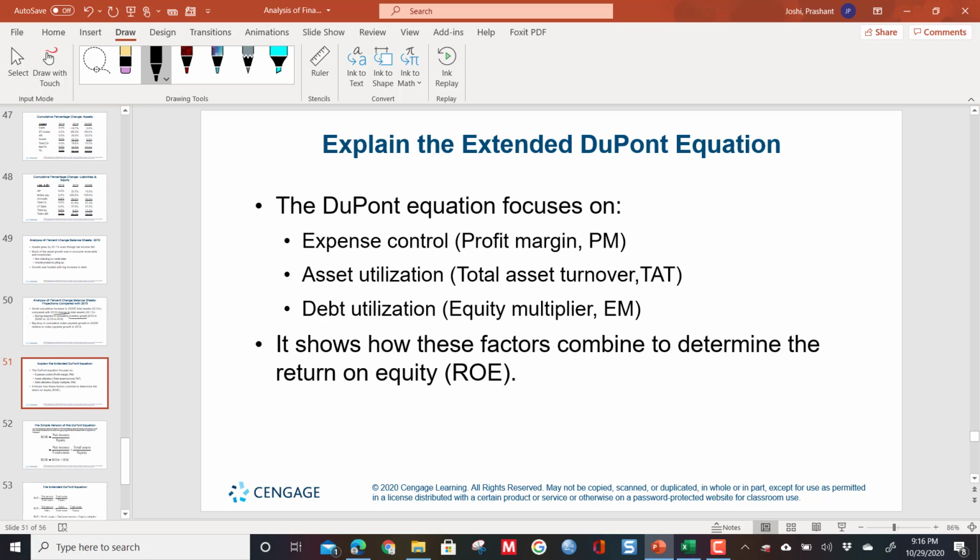All right. Another important piece of ratio analysis is the DuPont equation. It ties the ratios together, and those ratios are reconfigured into return on equity. The DuPont ratio focuses on profit margin, total asset turnover, and equity multiplier. So it covers expense control, asset utilization, and debt utilization. It shows how these factors combine to determine the return on equity.